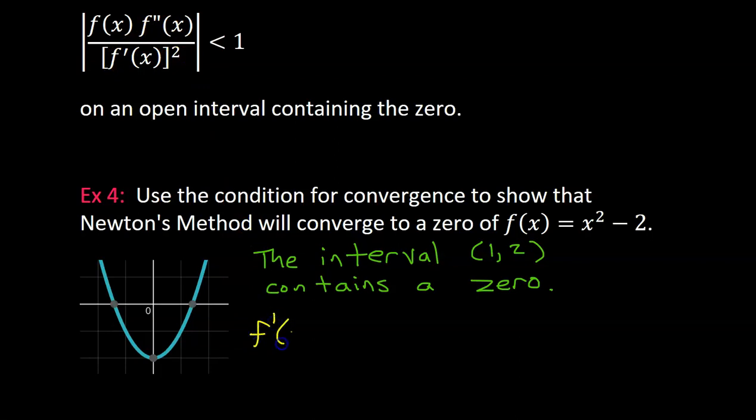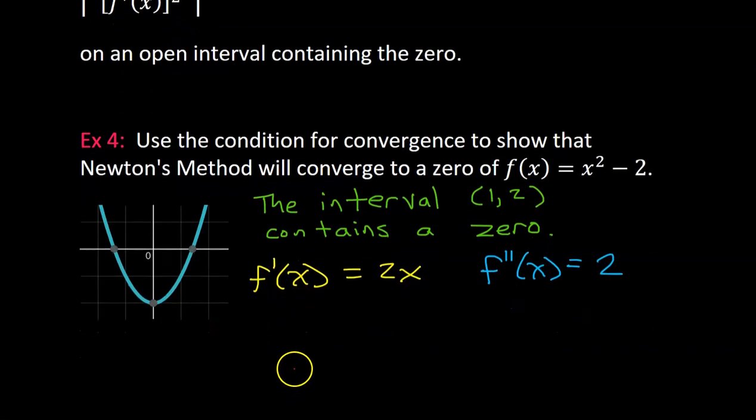F prime, using the power rule, will equal simply 2x. And then the second derivative, f double prime, is the derivative of this, which is just going to be 2. So now let's set up the condition for convergence.